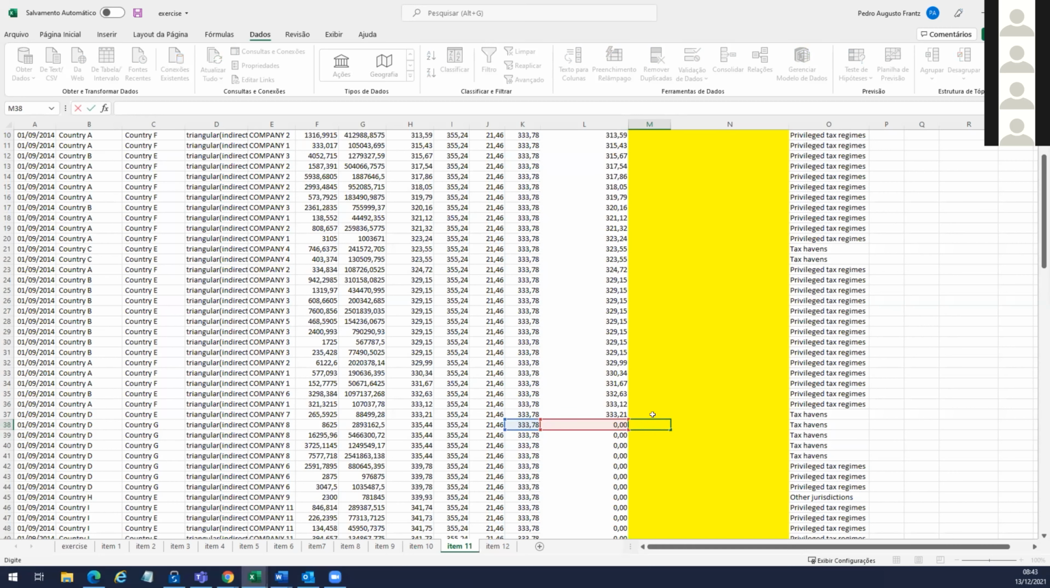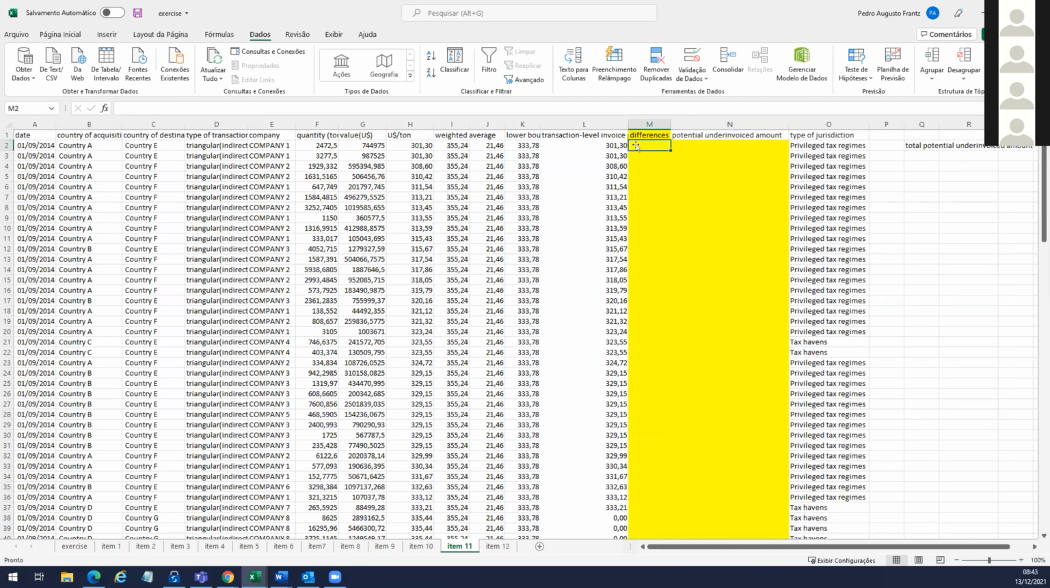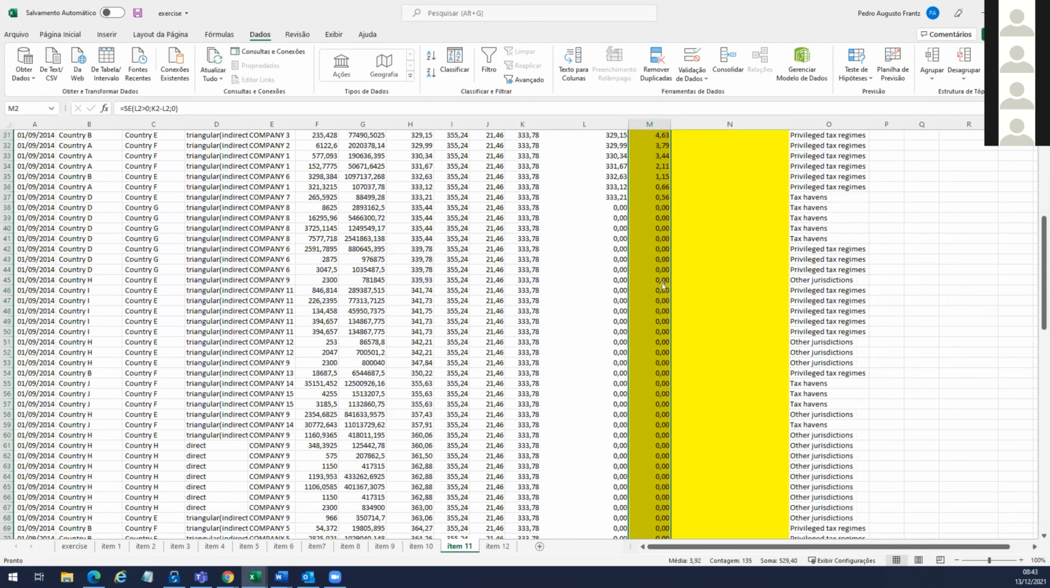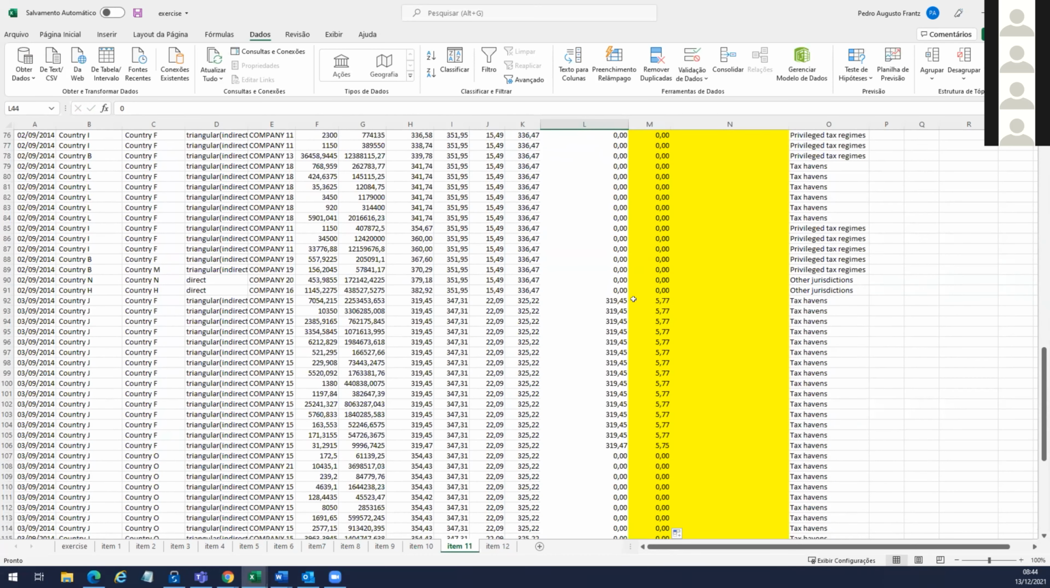Then I need to put a formula here. I will choose a formula if, again, if this price is upper than 0, I want the difference between lower bound and this price. Else, I need 0 here. Let's replicate the formula. Okay, here, when it's 0, it's 0. And when it is below the lower bound is the difference.